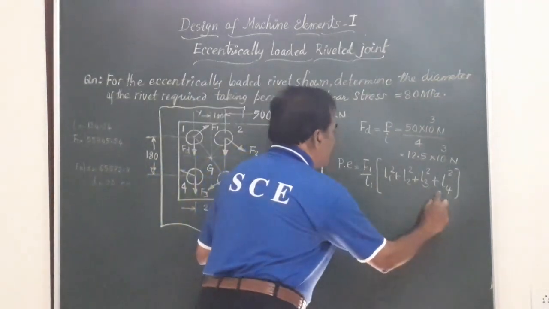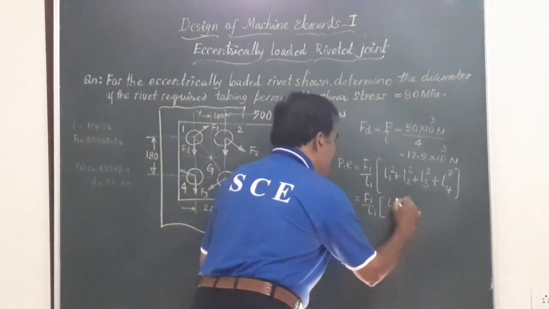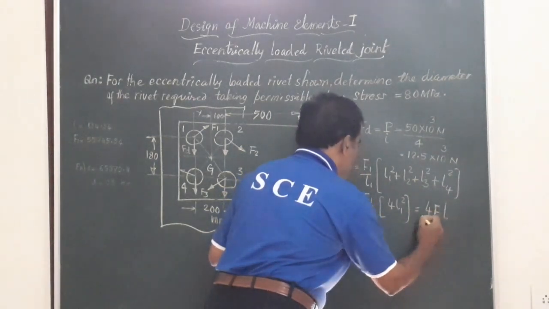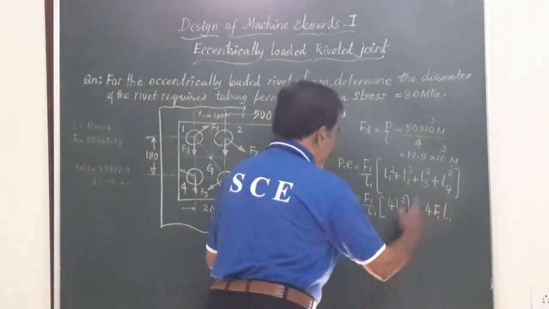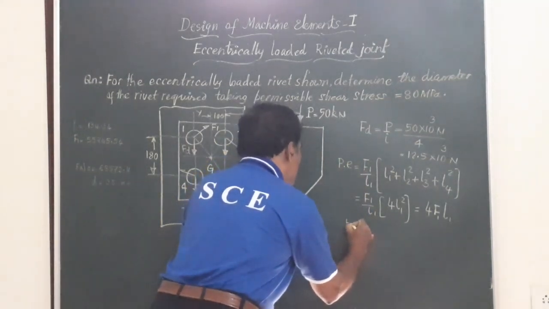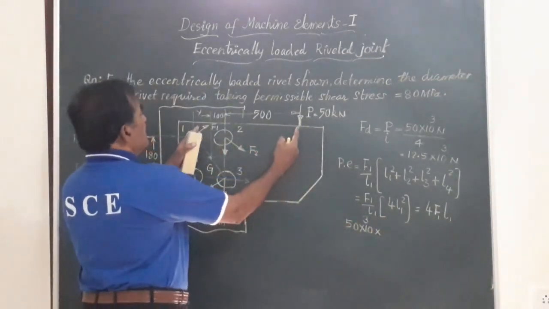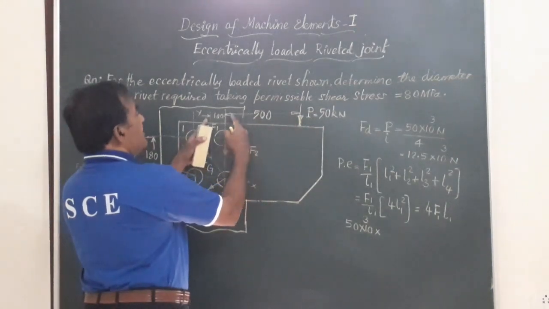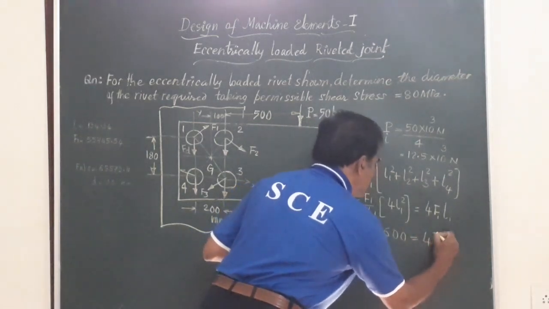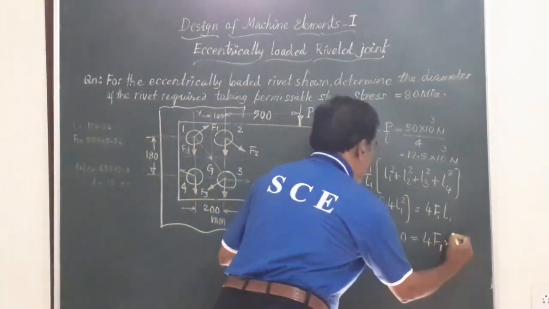So friends, I can just simplify this and say this is equal to F1 by L1 multiplied by 4 times L1 square, that is equal to 4 times F1 L1, because one L gets cancelled. 4 times F1 L1 is equal to P into E, where this P is 50 into 10 to the power of 3, multiplied by the eccentricity from P to the CG, 500 plus 100, that is 600, that is equal to 4 times F1, the secondary load unknown, multiplied by this L1, which is 134.54.